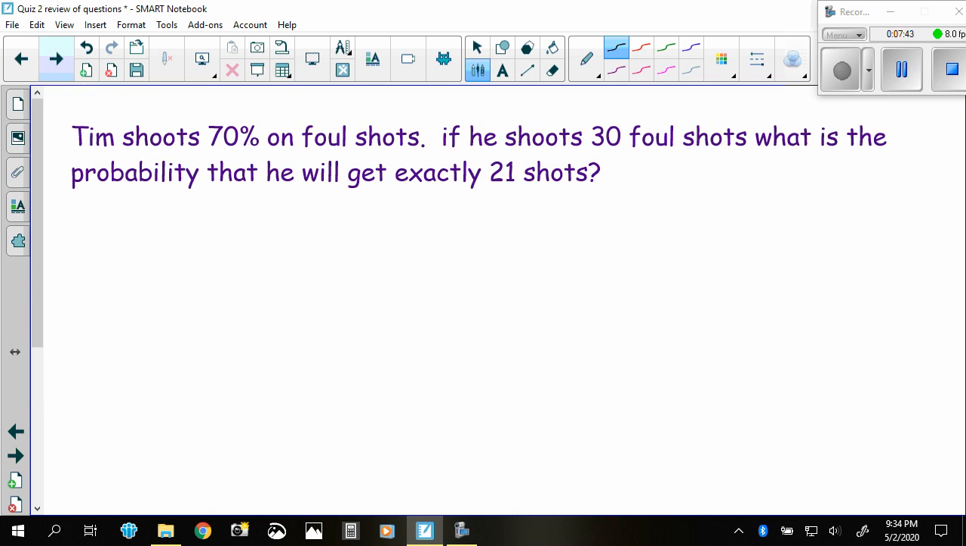Okay, the last one on the binomials was number 5. It talks about Tim shooting 70% on his foul shots in basketball. If he shoots 30 foul shots, what is the probability he gets exactly 21 shots made? So exactly, anytime it says that, we know automatically that that is a PDF in our binomials, because a PDF does specifically one value. N represented by the 30 total shots, 0.7 for our probability, and 21 for our number that we want to get, 21 shots.